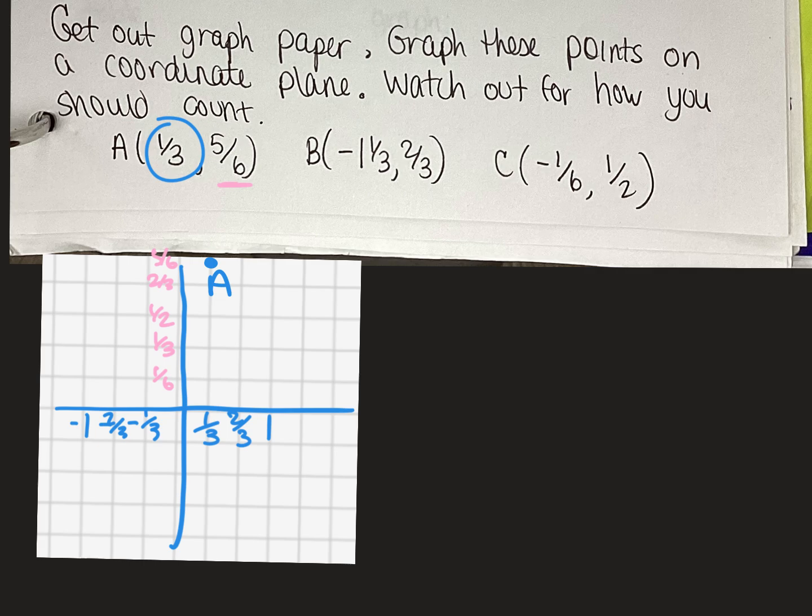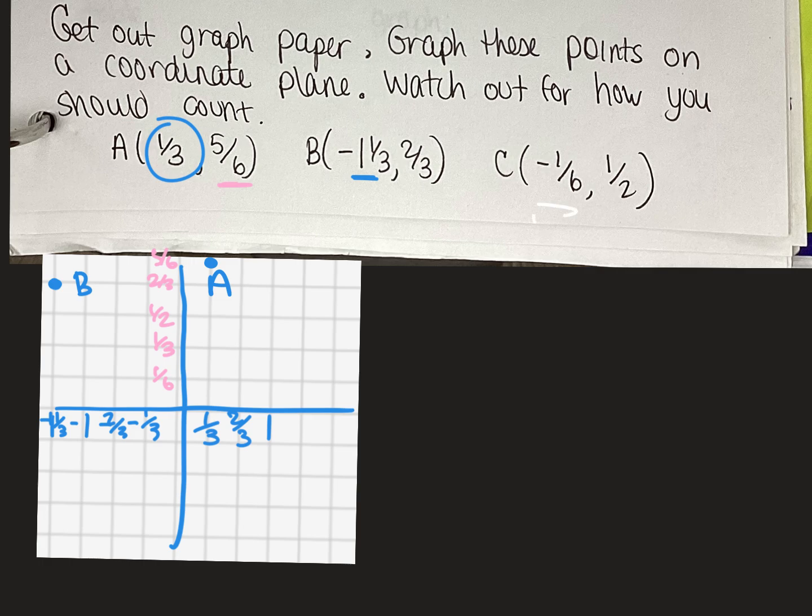Okay, do I have enough space? Can I use the same coordinate grid? I have to go to negative 1 1/3. Yeah, I could do negative 1 1/3. I have to go up positive 2/3. Yeah, I could still do that on the same one. Okay, so I'm going to go left to 1 1/3. Left to 1 1/3. Then I'm going to go positive or up to 2/3. And draw a dot and label it B.